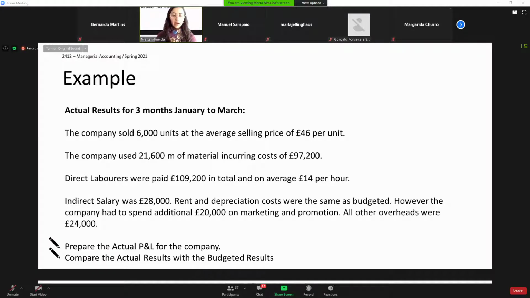They are asked to prepare the actual P&L for the company and to compare the actual results with the budgeted results. So that's what we are going to do. I will stop sharing the screen, so make sure that you have this information. You can download the slides from Moodle or just take a print screen. And I will stop sharing.